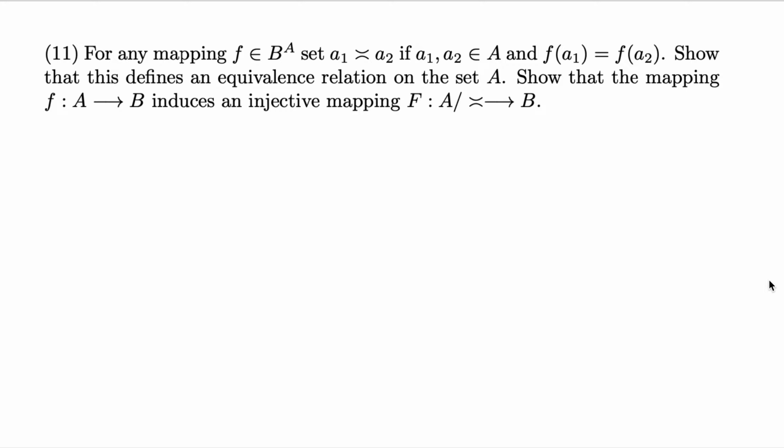Our goal is to show that this defines an equivalence relation on the set A, and then show that the mapping f from A to B induces an injective mapping big F on the quotient space A quotiented against our equivalence relation. Please take a couple seconds to try this out. Then we'll be supplying some hints. Then we will close with the solution.